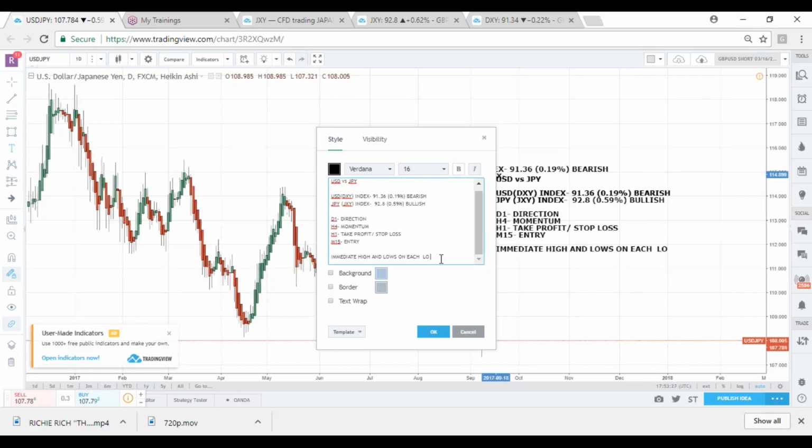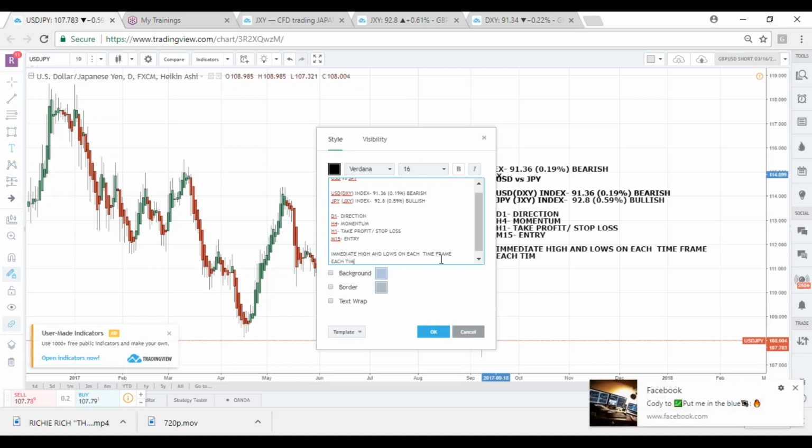So the market trades within a range, immediate highs and lows on each time frame. Each smaller time frame, I want to say, is going to show you the fluctuation of price, where the price is fluctuating.